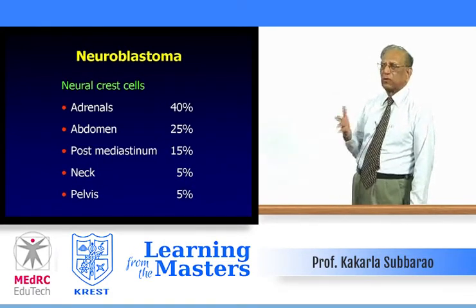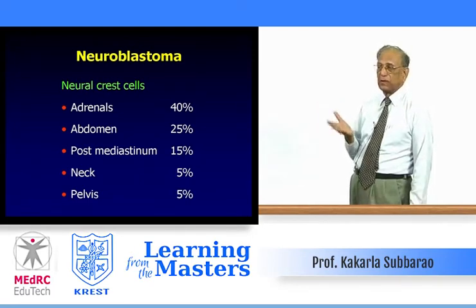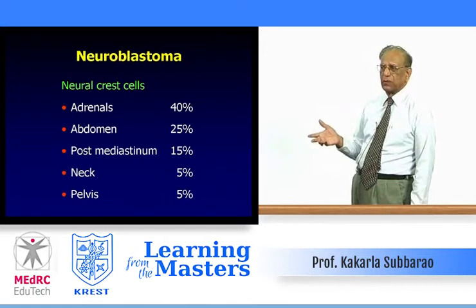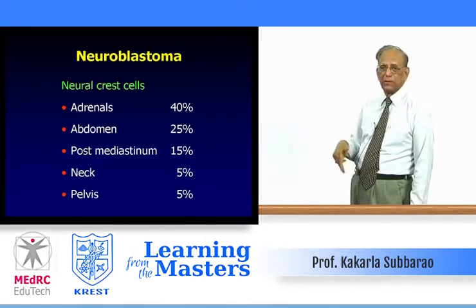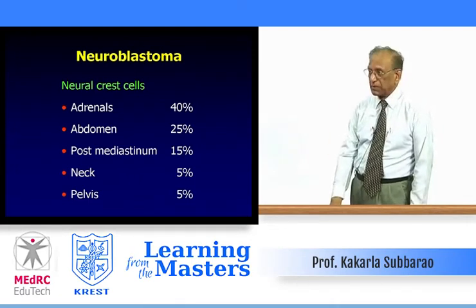It arises from the neural crest cells. Neuroblastoma, 40% of the time it could be seen in the adrenals, 25% extra-adrenal area, but in the abdomen. Posterior mediastinum, 15%. It may also arise from the neck, 5%, and in the pelvis, around the bladder area, about 5%.